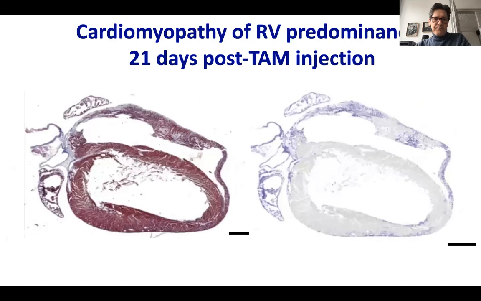And you can see that both free walls and the septum at this point do not present much collagen. But 1 week later, 21 days after we injected the mice in order to knock out the plakophilin-2 gene, you can see that the free wall of the right ventricle is now showing damage. It is thinner, and on the other hand, the left ventricle is still quite okay, as well as the septum. So at this stage, we have a phenotype of a cardiomyopathy of right ventricular predominance. And if we test these animals for arrhythmias, they are arrhythmogenic.